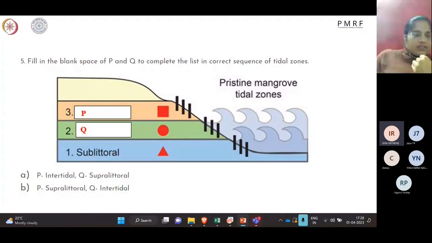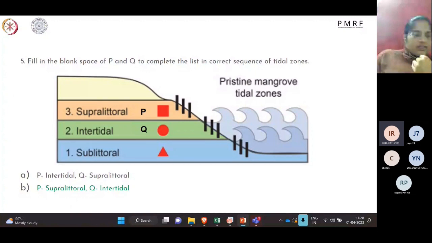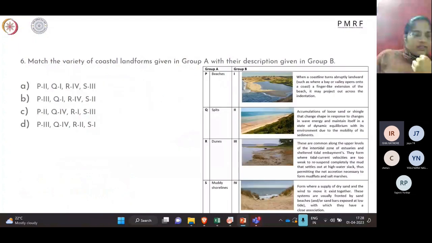Okay, so we have an answer which is correct. So B, the topmost layer is the supralittoral zone, whereas Q was the sublittoral zone. So moving on to question six. Match the following: match the variety of coastal landforms given in group A with their description given in group B.